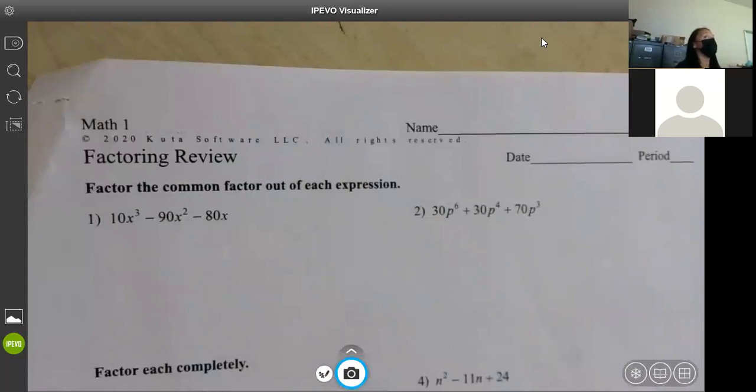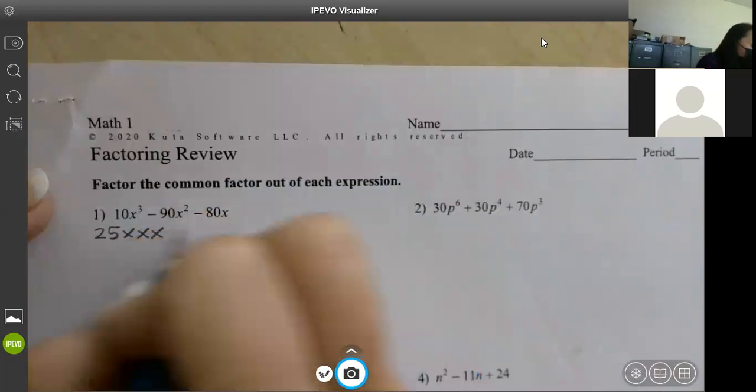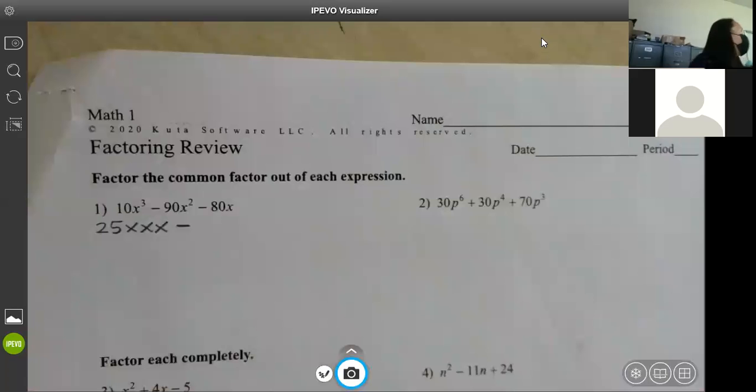The very first thing is just GCF. There's nothing else that goes on within these two. So again, if it says factor out the common factor, that's just breaking it down. So your factors of 10 are 2 and 5, and we have 3 x's. We have a minus. 90 is 9 and 10.